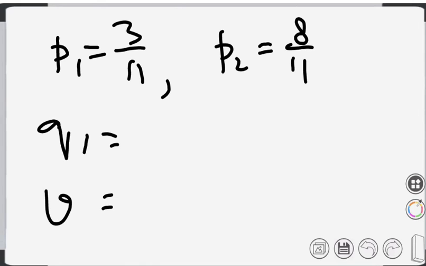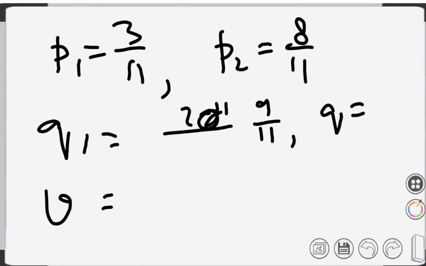Q1 is 9 by 11. Q2 is 2 by 11. And B is 3 times 6, 6 minus 55 by 11.